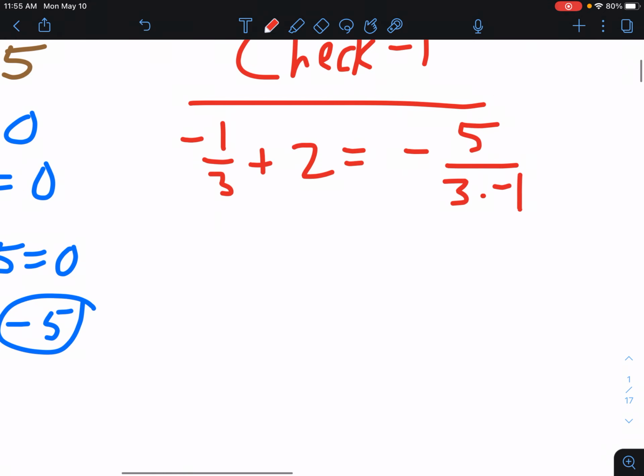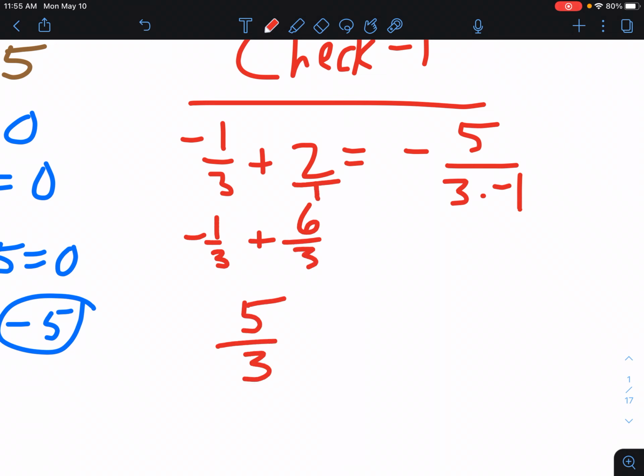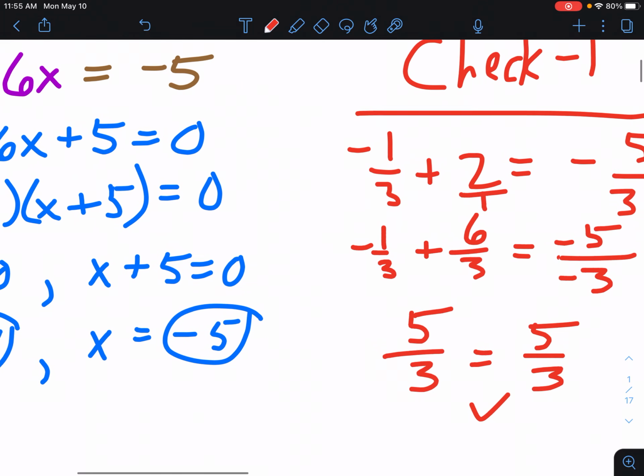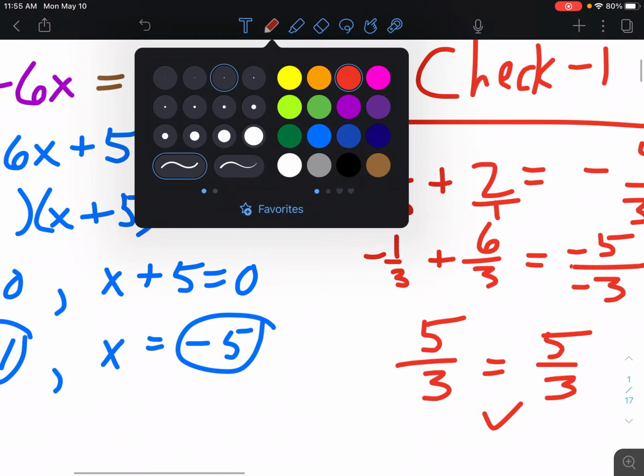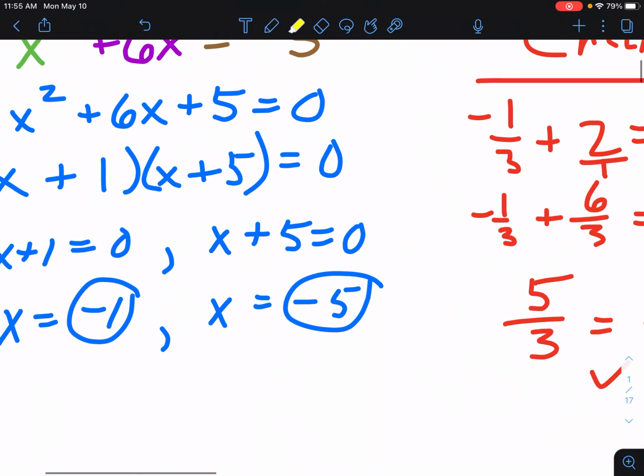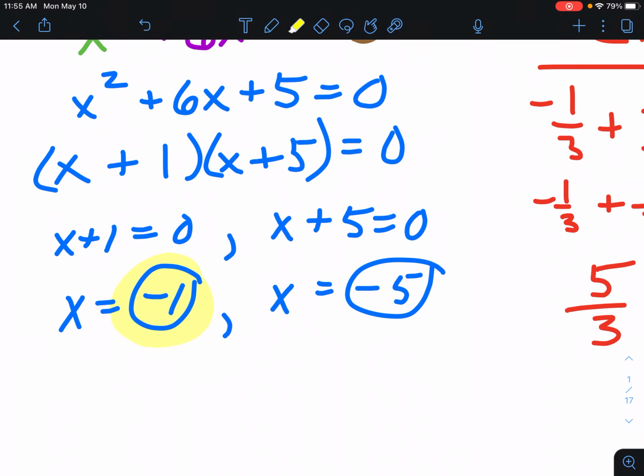Okay, so negative 1/3 plus 2. Now, 2 is the same thing as 6/3, so that would give me 5/3. Let's see if the right side gets 5/3. That would be negative 5 divided by negative 3. The double negatives cancel out, and you'll also have 5/3. So that means negative 1 is a solution.